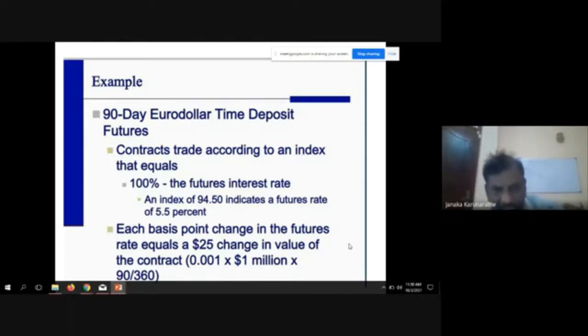Each basis point change in the futures rate equals a $25 change in the value of the contract. So when the futures interest rate changes by each basis point, your value changes by $25.